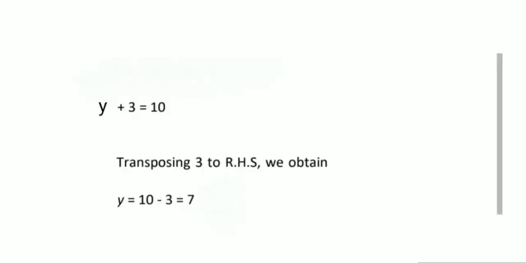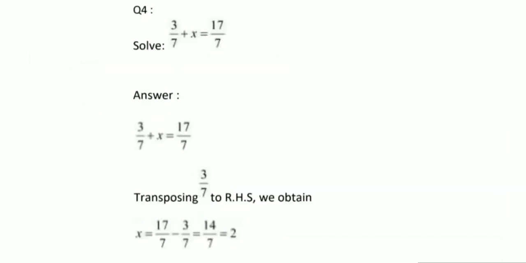Okay. See the second one. Y plus 3 is equal to 10. So here again transposing 3 to the right hand side, we will get y is equal to 10 minus 3. Okay. So 10 minus 3 is what? 7. So the answer is 7. Now let's see the fourth one. The question is 3 upon 7 plus x is equal to 17 upon 7.